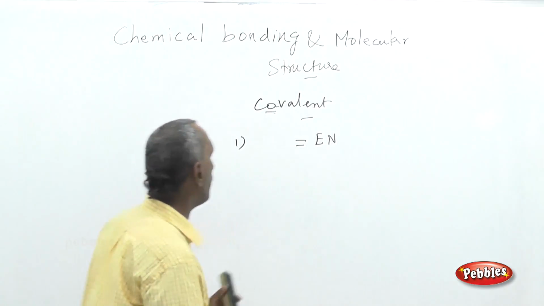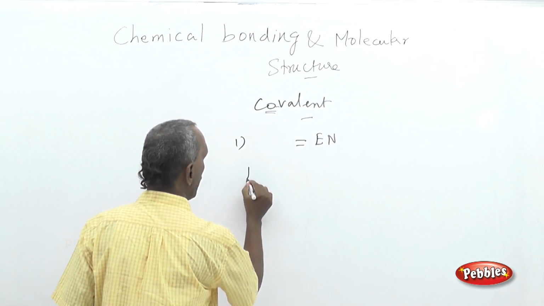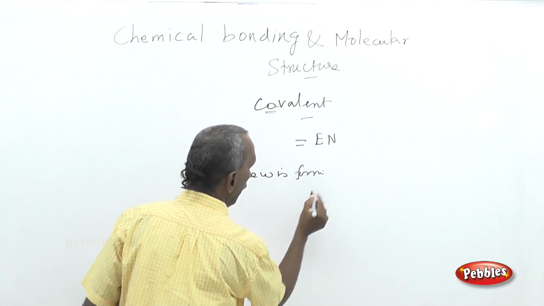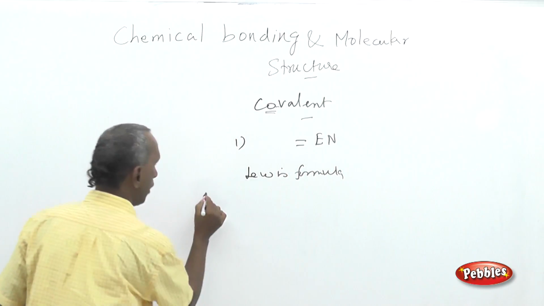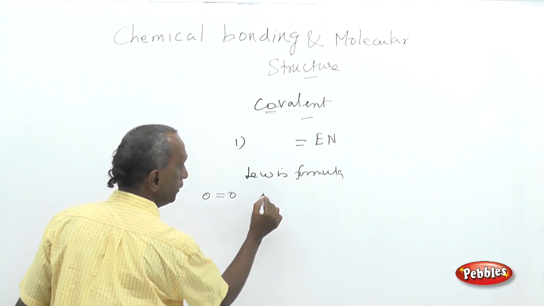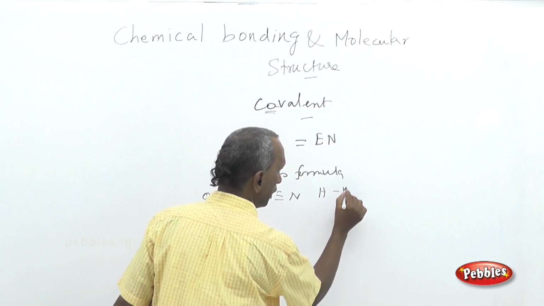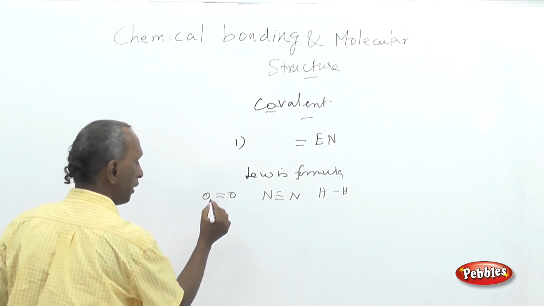Next, covalent compounds are represented by the Lewis formula in general. So we have drawn different types of linkages. For oxygen we draw a double bond, for nitrogen a triple bond, for hydrogen a single bond. What does it mean?